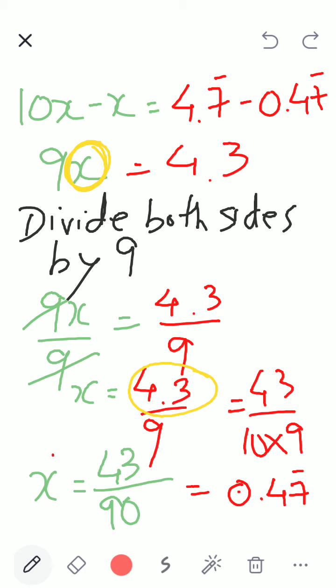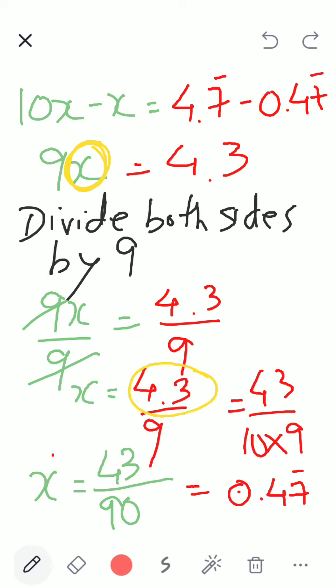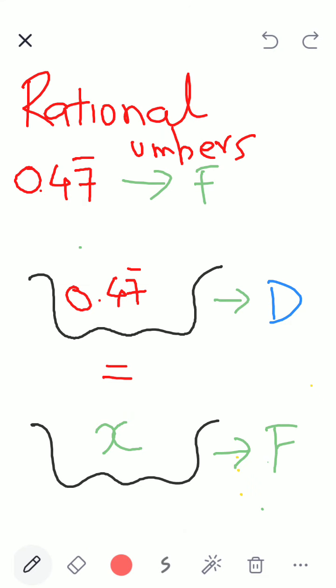Every technique is the same. The only thing is, in this one, there was a slight change. I just made one digit recurring. There were two decimal digits, but only one digit was recurring. Good? Good to go?